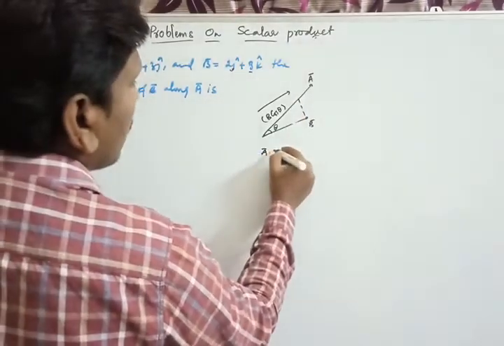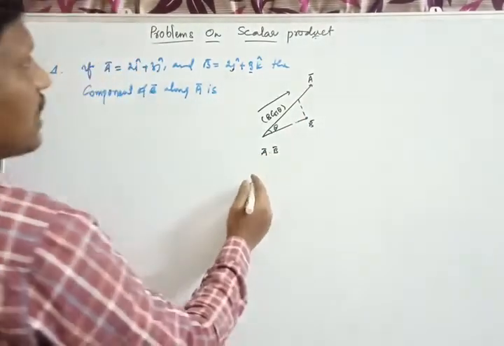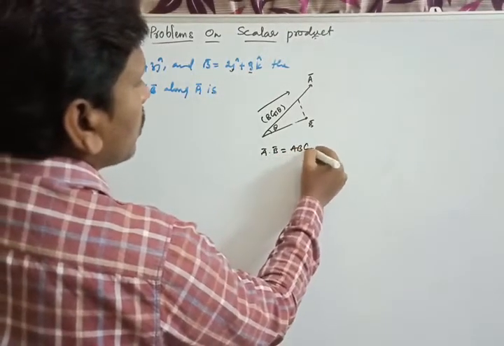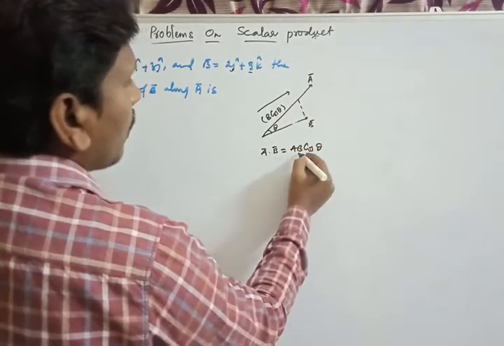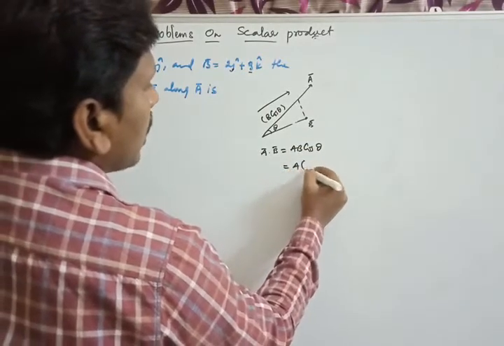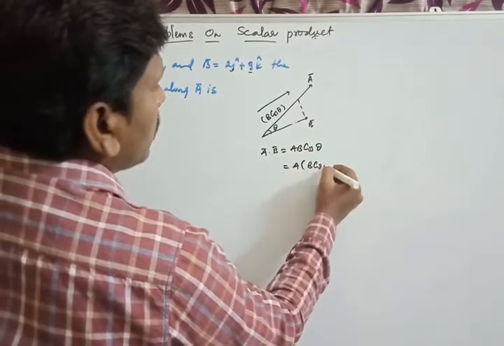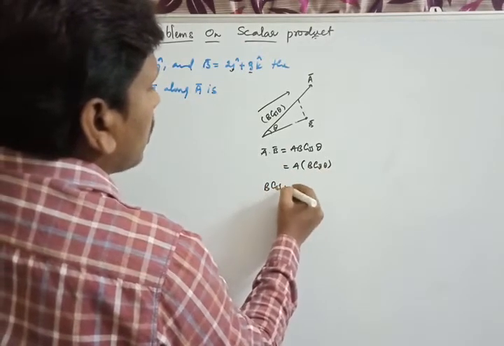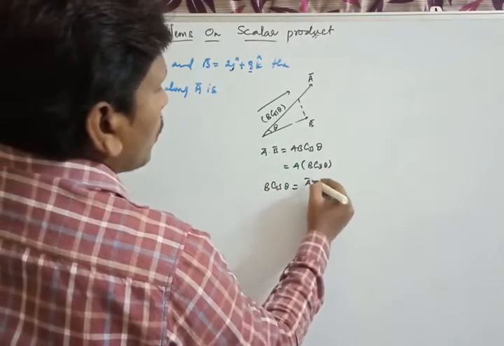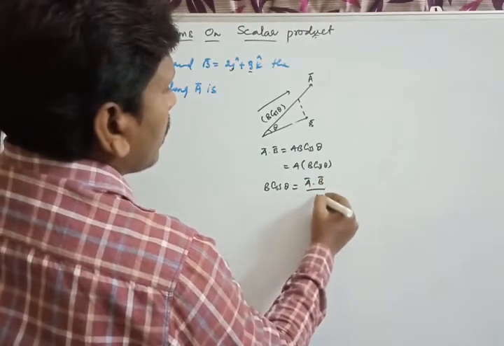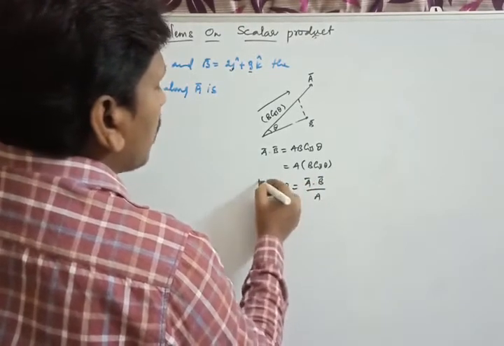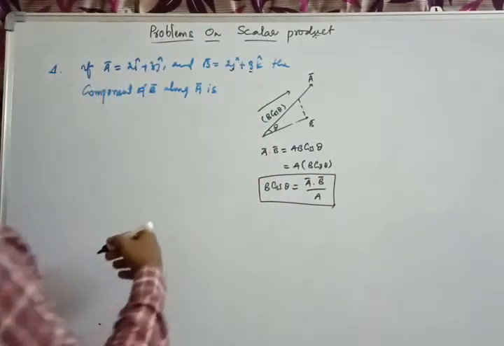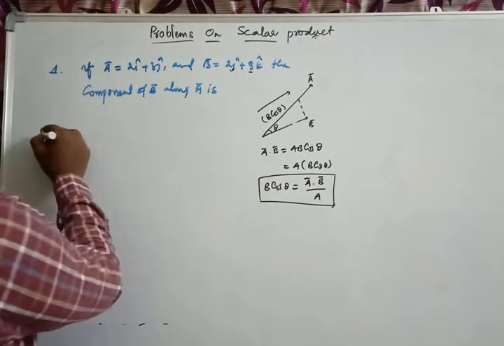We know that the scalar product A bar dot B bar is equal to AB cos theta. From that it can be written as A into B cos theta, so we can write B cos theta equal to A bar dot B bar by A. This is the formula by which we are going to solve this question. Now let us try to solve it.